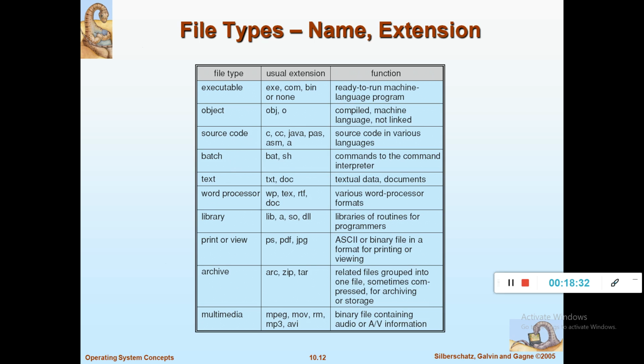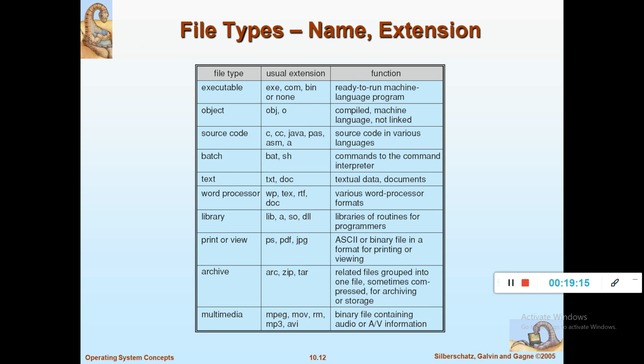Next are some other types of files: text, word processor, library, print or view, archive, and multimedia. These are again text type files. txt and doc are examples of text files, containing textual data and documents. Word processor files are wp, tex, rtf and doc, various word processor formats. Library files are lib, so, dll, libraries of routines for programs. Another type is print or view: ps, pdf, jpg files, ASCII or binary files in a format for printing or viewing the contents.